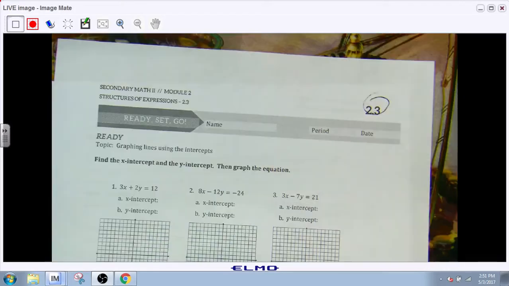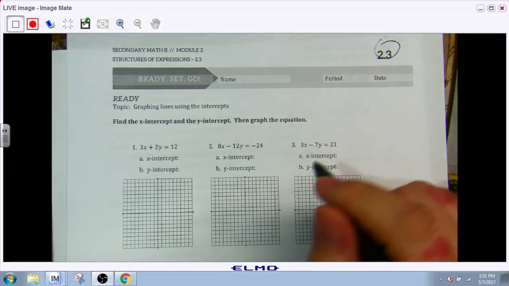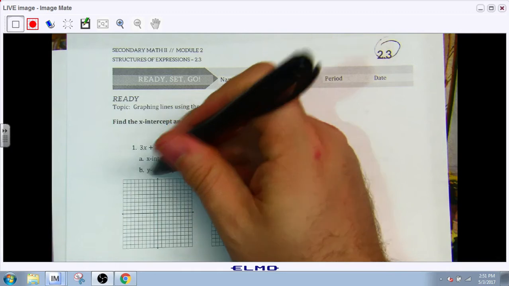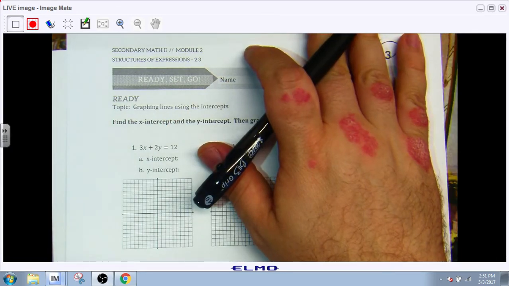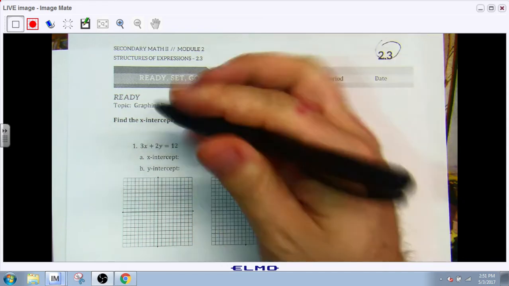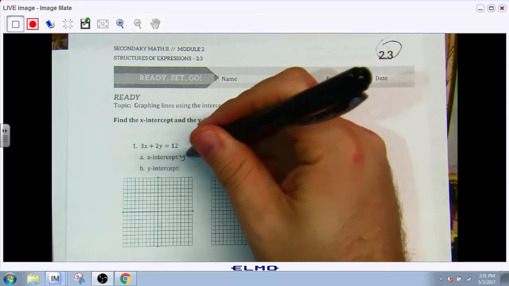Alright, so in this opening section it wants us to graph lines using the intercepts. So what we need to do is find our x-intercepts and our y-intercepts. And the easiest way to find intercepts is to plug 0 in for the opposite variable. So for example, to find our x-intercept is where y equals 0.